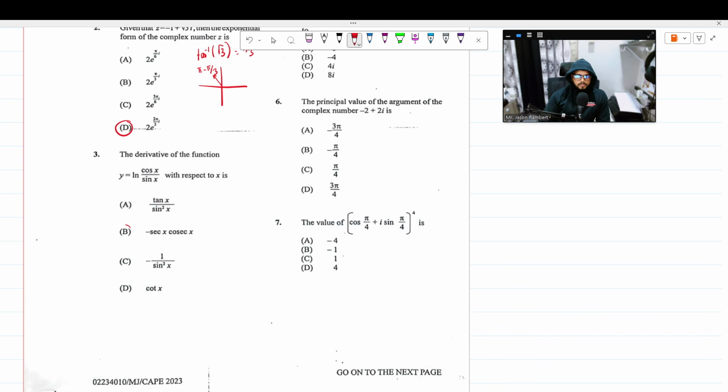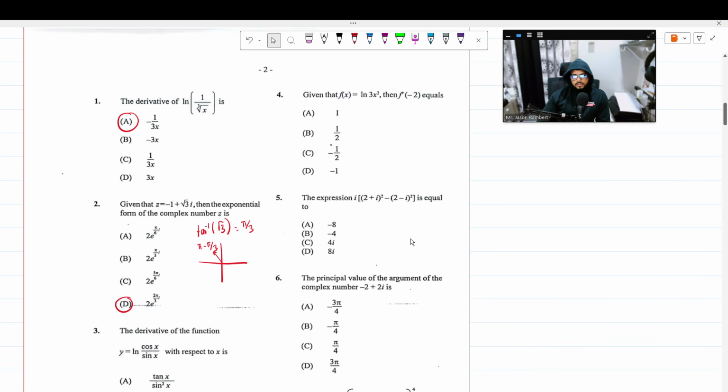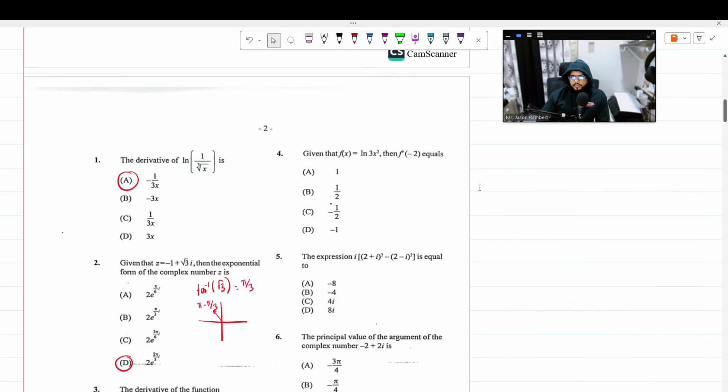This is a repeat, ln cot x. The derivative is going to be minus sec x cosec x. Given that f of x is 3x squared, is that f dash minus 2? Yes, it is f dash minus 2. So we will differentiate the function to get 6x and divide it by the original function, which is 3x squared. So 3 goes into this 2 times. 1 of the x cancels with 1 of the x. So we get 2 over x. 2 over minus 2 is going to be minus 1.